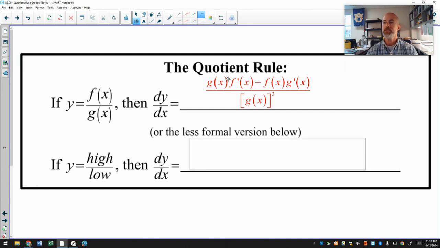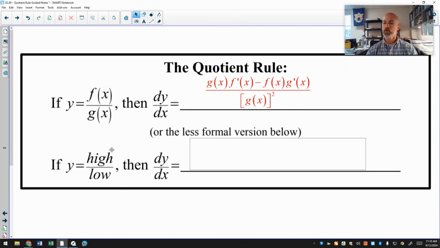Because that's subtraction, you absolutely must begin with your bottom times the derivative of the top. Unlike the product rule, you cannot reverse that numerator because of the subtraction. If you do the numerator backwards, you'll have the right looking derivative, but it will be the exact opposite. It'll be the negative of whatever the derivative should be. So make sure that you do bottom derivative top minus top derivative bottom over the bottom squared.